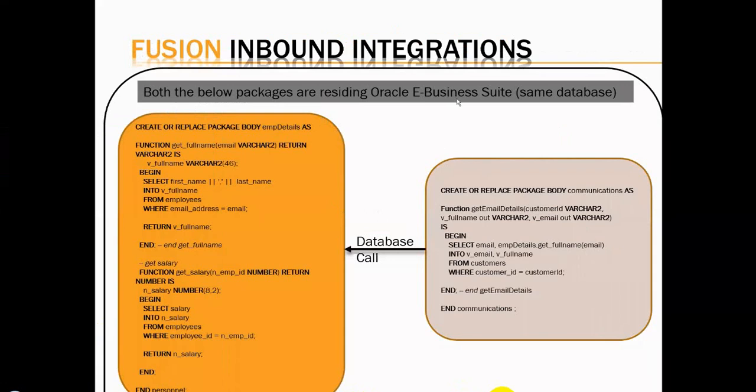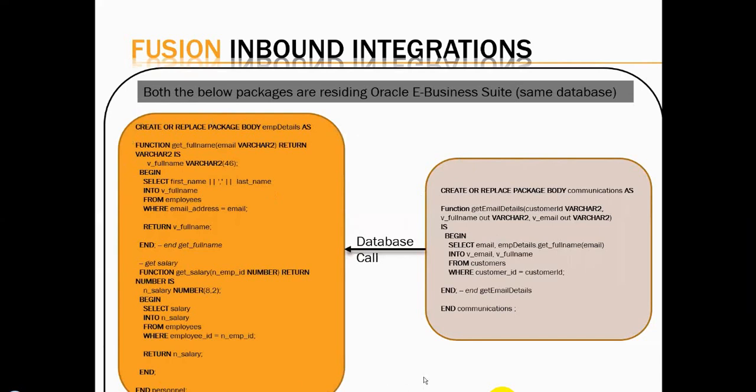If we are in E-Business Suite or any custom application, we may have one package here, an employee details package, and another package here, a communications package. In the communications package, if I want to refer to the get full name function residing in the employee details package, I can simply give a database call, employee details dot get full name. The function in that package will get called by a simple database call, because both these packages exist in the same database server.